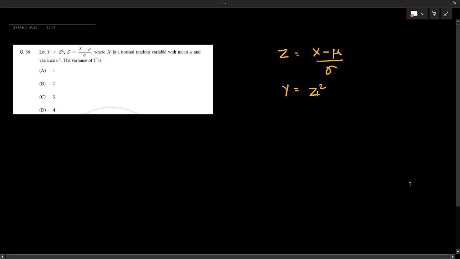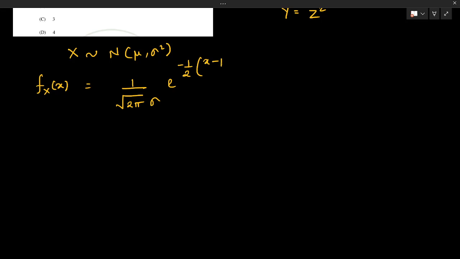In order to solve this problem, let's first write down the distribution of x. As we know from the given question, x follows a normal mu, sigma square distribution. So what will be the PDF of x? The PDF of x will be f_x(x) equal to 1 by root over 2 pi sigma, e to the power minus half ((x minus mu) by sigma) square, where the range of x will be from minus infinity to plus infinity.